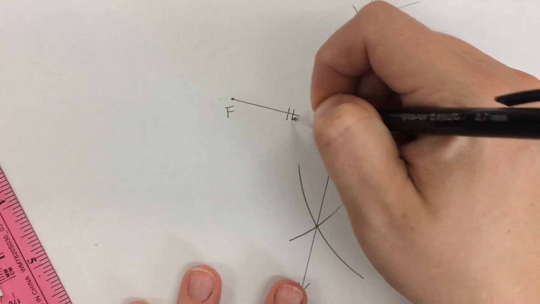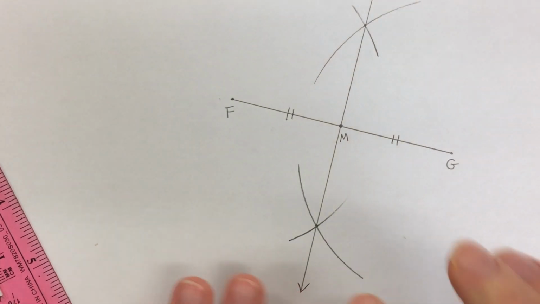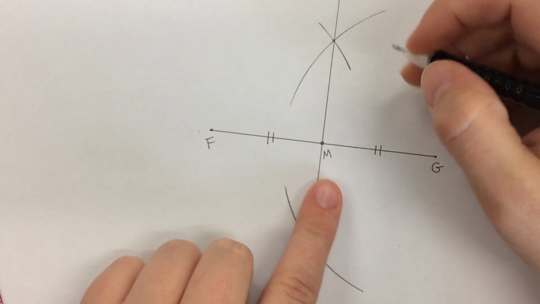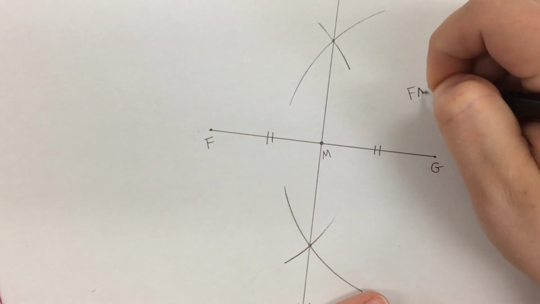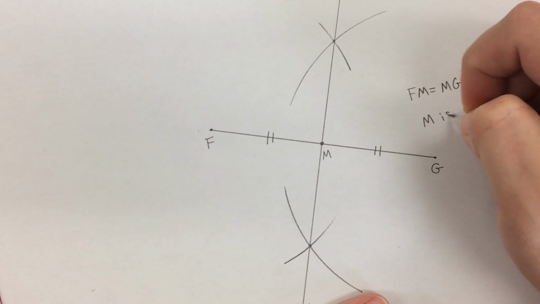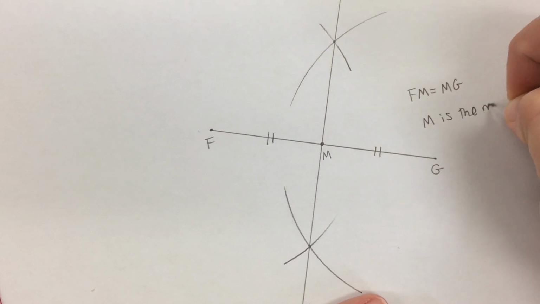So that tells us, let's go ahead and mark it. I'm going to mark it with two tick marks each. So we know that FM and MG are the same length. So we can say FM is equal to MG. We can say M is the midpoint of line segment FG.